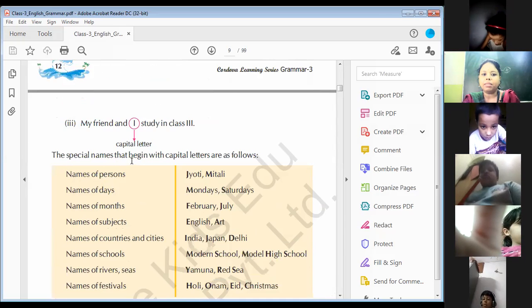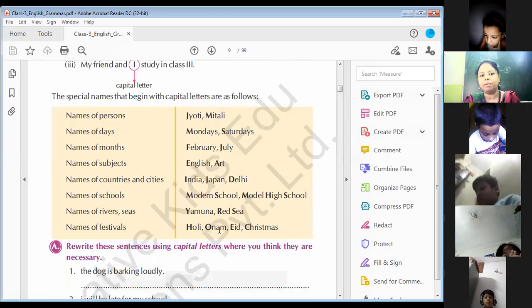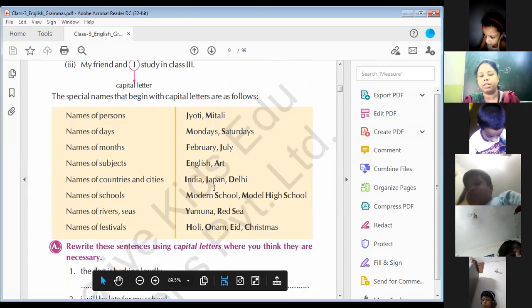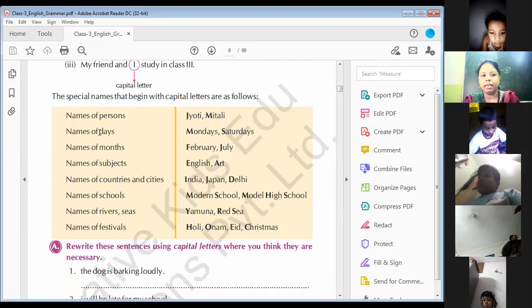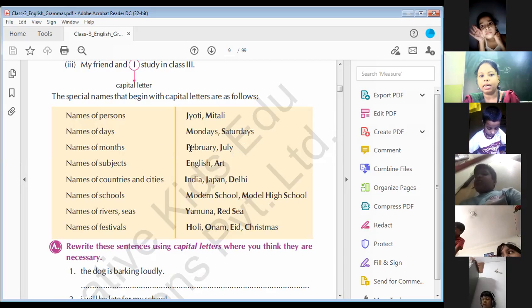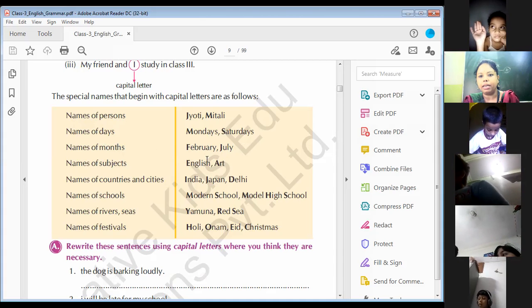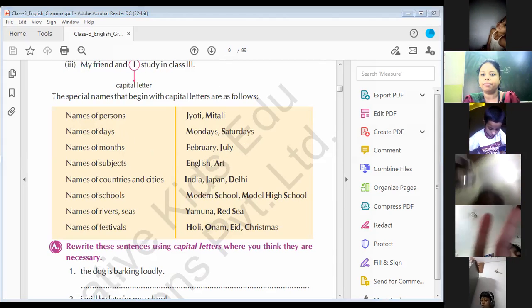The special names that begin with capital letters are as follows. As you can see, some of the special names. Names of person, Jyoti, Mitali. Names of days, Monday, Saturday. Names of month, February, July. The first letters are written in capital letters. They all are special names. Understand?